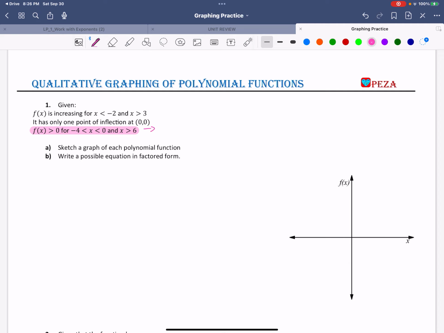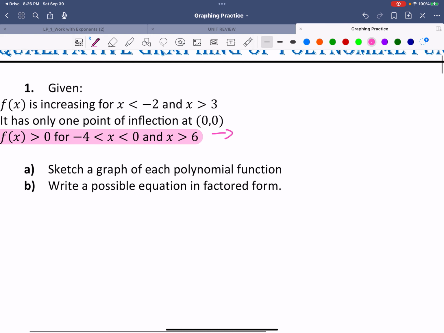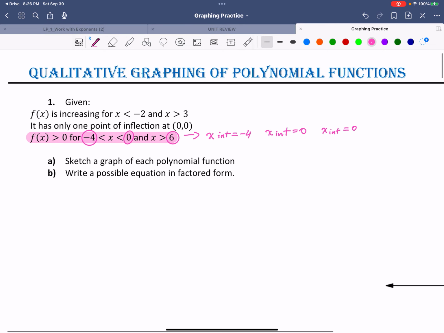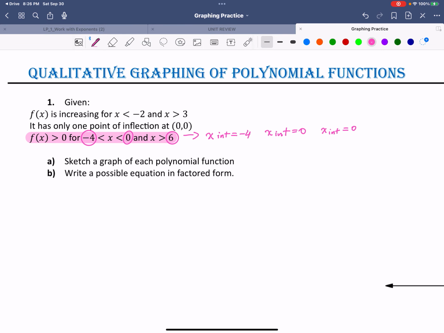So in this case, we have the values of x equals -4, x equals 0, and x equals 6. So we're going to write in here that there will be an x-intercept at -4, an x-intercept at 0, and an x-intercept at 6. All these questions are basically about translating or interpreting the information given in multiple ways so that we can gather as much information about the function as possible.